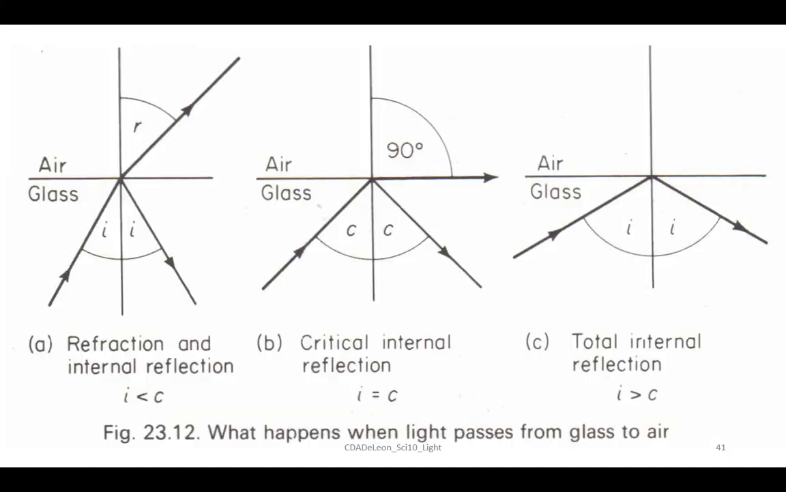Now, in this illustration, if the angle of incidence is less than the critical angle, the light refracts away from the normal line. So again, there's a refraction in this illustration. Here, if the angle of incidence is equal to the critical angle, the light refracts at 90 degrees to the normal. And for the last illustration, if the angle of incidence is greater than the critical angle, total internal reflection occurs. So there's no refraction happening on this illustration.